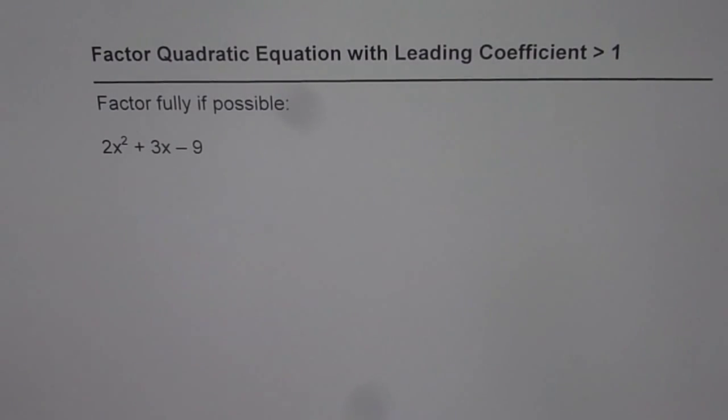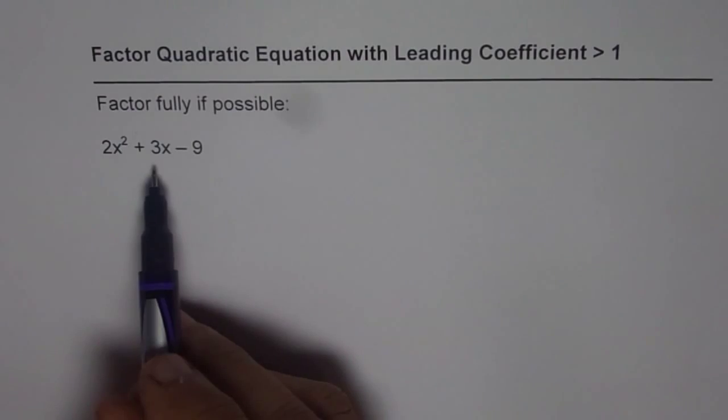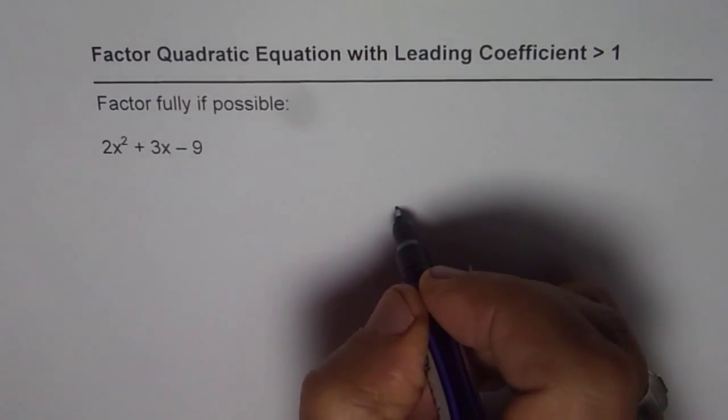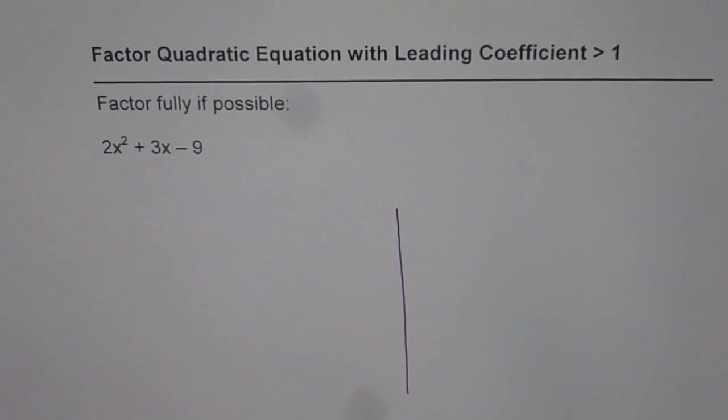I'm Anil Kumar, and in this video we are going to understand how to factor quadratic equations with leading coefficient greater than 1. Here is an example. Factor fully, if possible, 2x squared plus 3x minus 9. I'll show you two different ways of factoring. Now, they are quite similar, but you can adopt the one which you like.